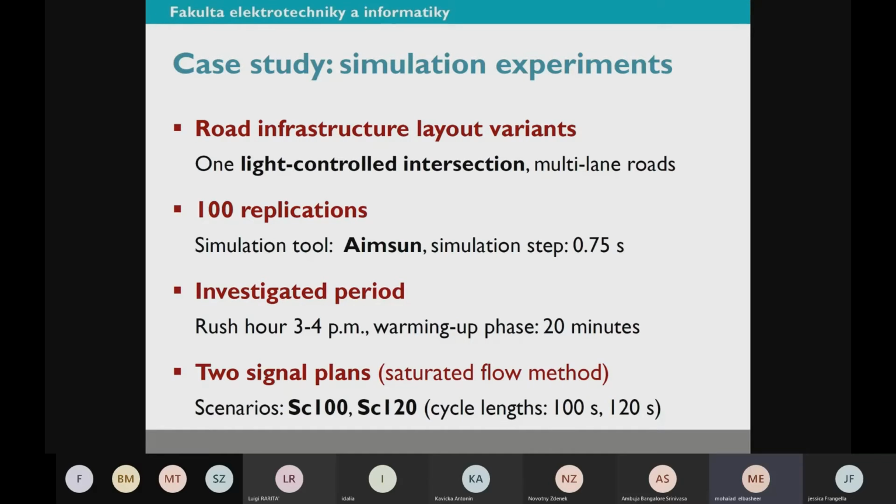As an output from the saturated flow method, 2 signal plans were considered. We call them scenario 100 and scenario 120, which reflect, in fact, the values of cycle lengths at the light control intersection. It means the first variant was 100 seconds and the second variant was 120 seconds.